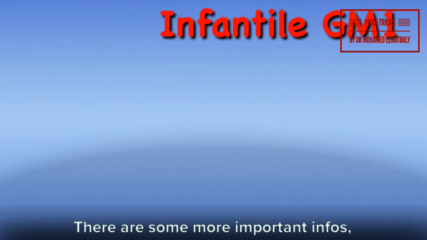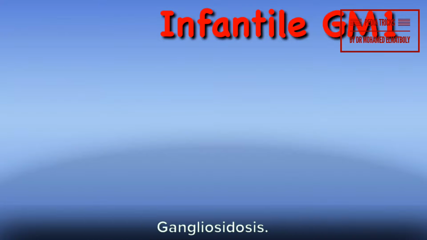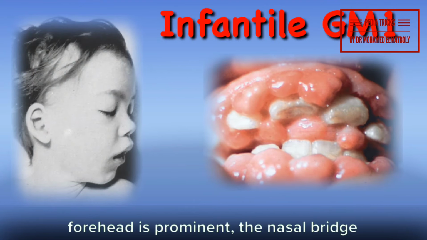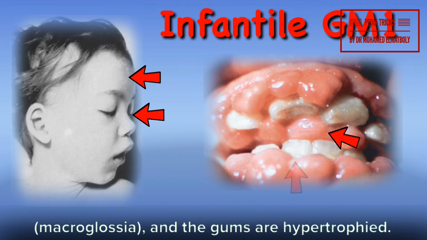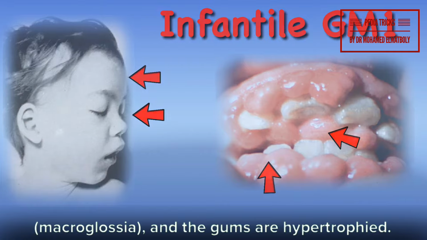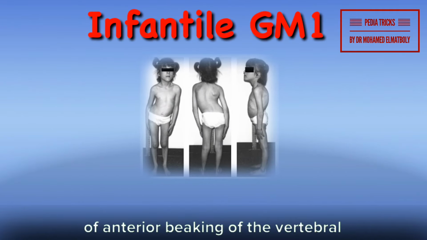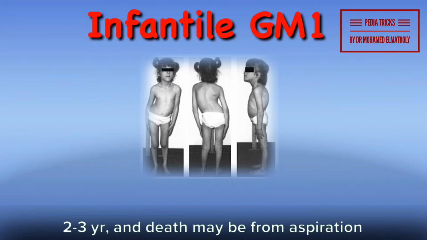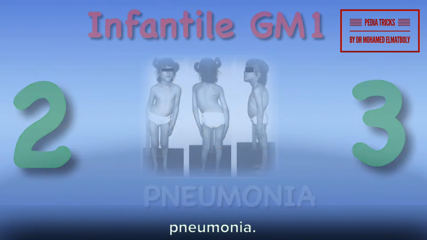There is some more important information I would like to mention about GM1 gangliosidosis. The facial features are coarse, the forehead is prominent, the nasal bridge is depressed, the tongue is large, macroglossia, and the gums are hypertrophied. Kyphoscoliosis is evident because of anterior beaking of the vertebral bodies. Children rarely survive beyond age 2-3 years, and death may be from aspiration pneumonia.